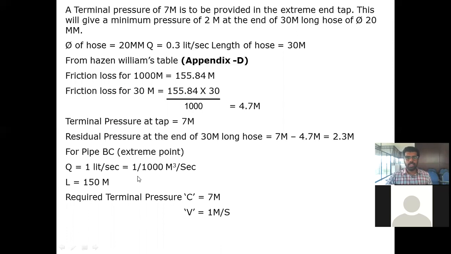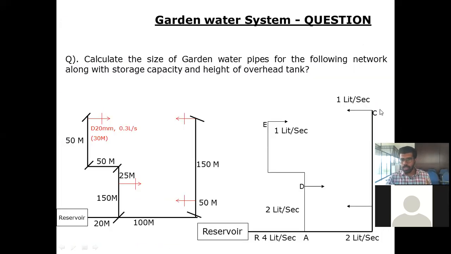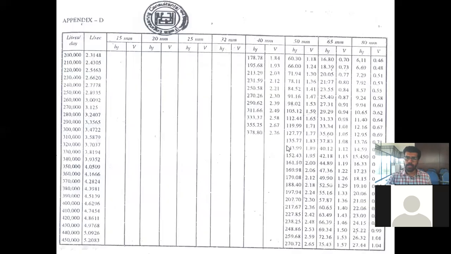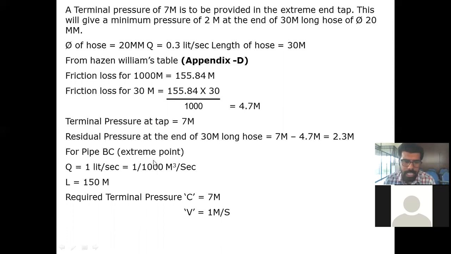You know the required terminal pressure at C is 7 meter. We have already found that. We know the length, it is 150. We know the flow, it is 1 liter per second. So in order to get 7 meter head at C, we are going to find out the terminal pressure at B. For pipe BC, the required terminal pressure at C is 7 meter. Velocity you already know is 1 meter per second. It is a given value, in the sense it's a constant value. The velocity should be 1.